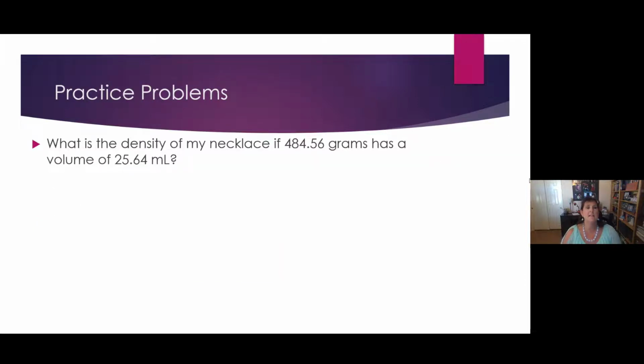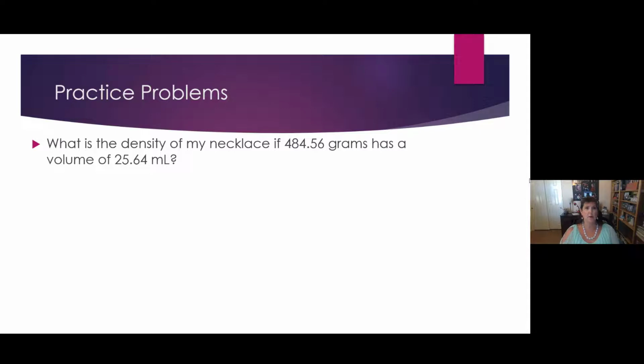Let's try a type 1. Let's calculate density. What is the density of my necklace? If 484.56 grams has a volume of 25.64 milliliters. So I have 2 numbers. I have grams and I have volume. Density is what? Mass over volume. So we're going to take the mass. Which number is the mass? The grams. 484.56 grams. Divide by the volume, which is the milliliters. So divided by 25.64 milliliters.